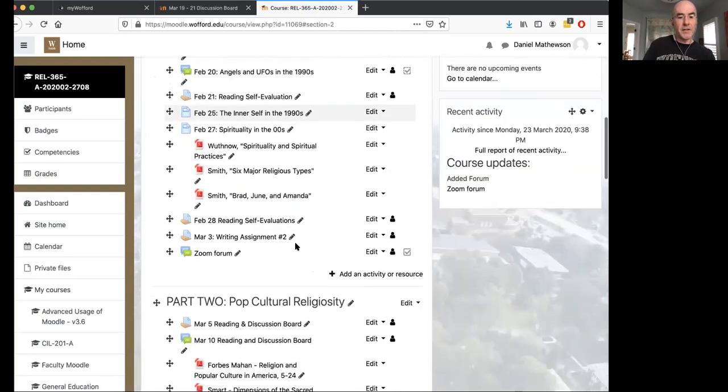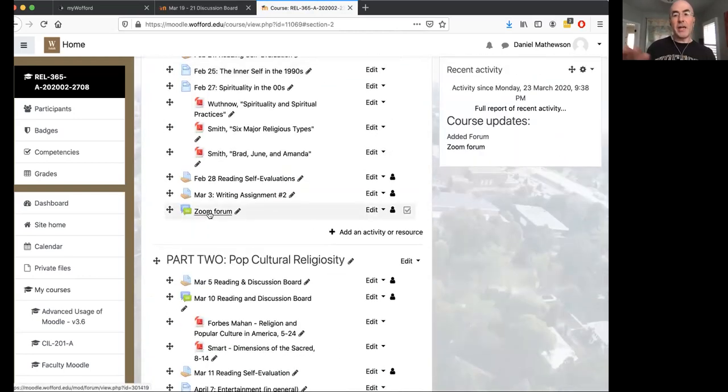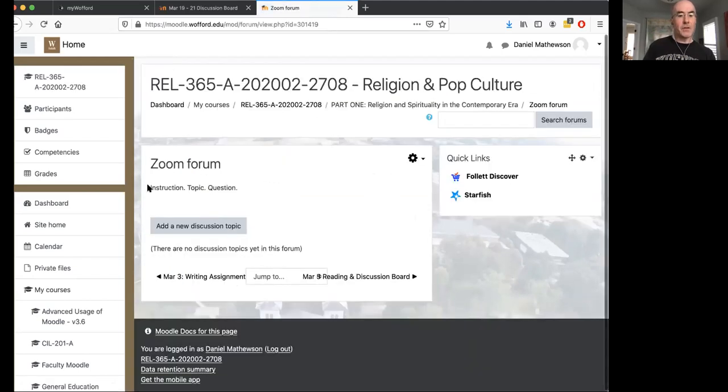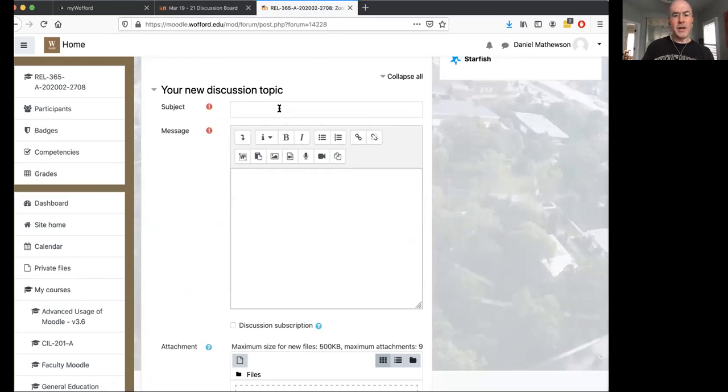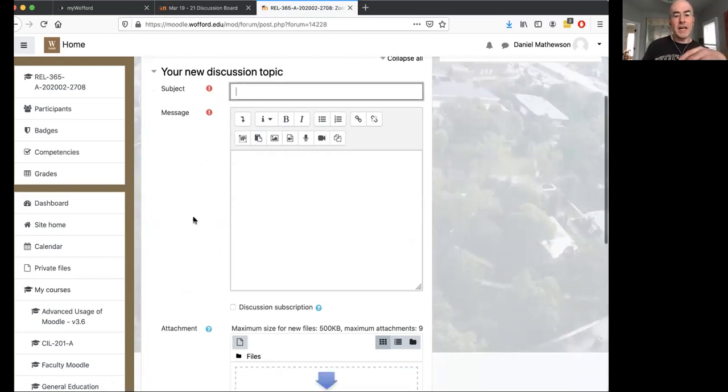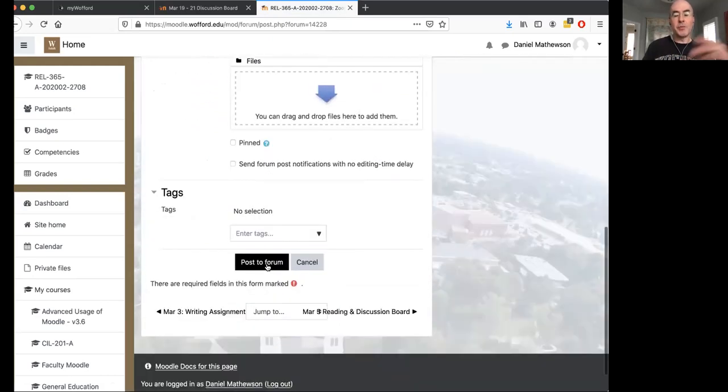Okay, so we have our Zoom forum all set up exactly the same way I just showed you for all of the ones that I have. Students, when they open it, see the instruction, the topic, the questions, then they add a new discussion topic. When they click on that, Dino, you asked, this is where you type in your topic and then whatever it is you're going to say. You can attach files and then you post to the forum.